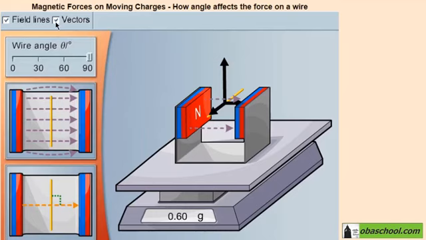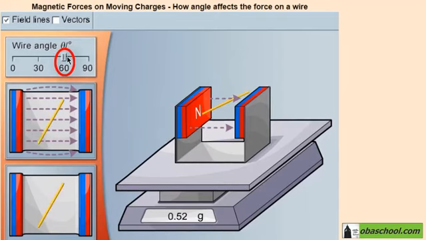The upper small diagram shows an overhead view of its position at any time. Let's remove vectors, and let's drag the wire angle slider one notch to the left in order to rotate the wire so that it's at 60 degrees to the magnetic field lines. What happens? Yes, the balance reading is reduced from 0.6 grams to 0.52 grams.